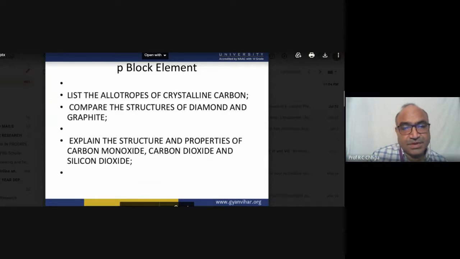carbon monoxide. As for the structure, carbon has four electrons and oxygen has two, so a coordinate bond and a double bond will be formed. So here we can say carbon monoxide. Carbon dioxide differs: carbon is double bonded to oxygen on both sides. In the silicon case, silicon is also in the family of carbon, so silicon dioxide also has silicon-oxygen bonds.